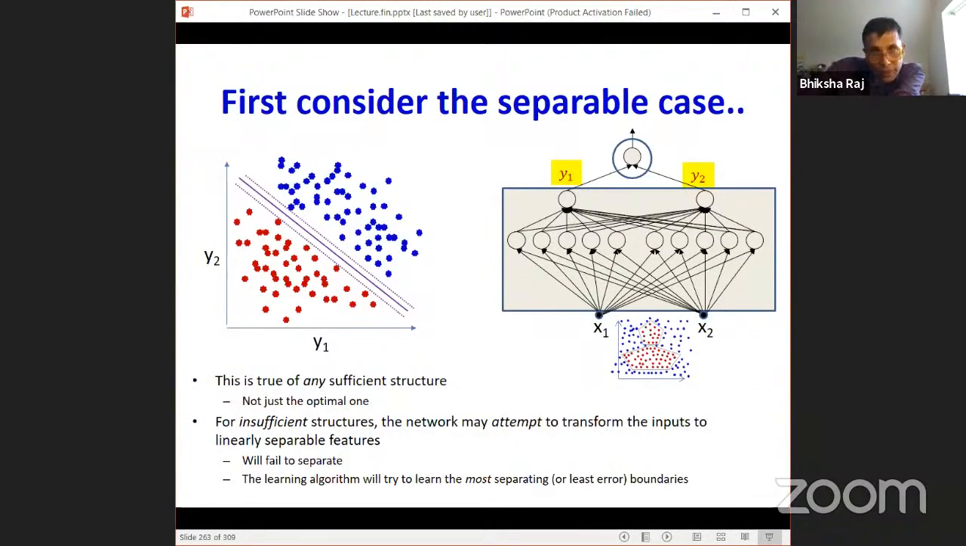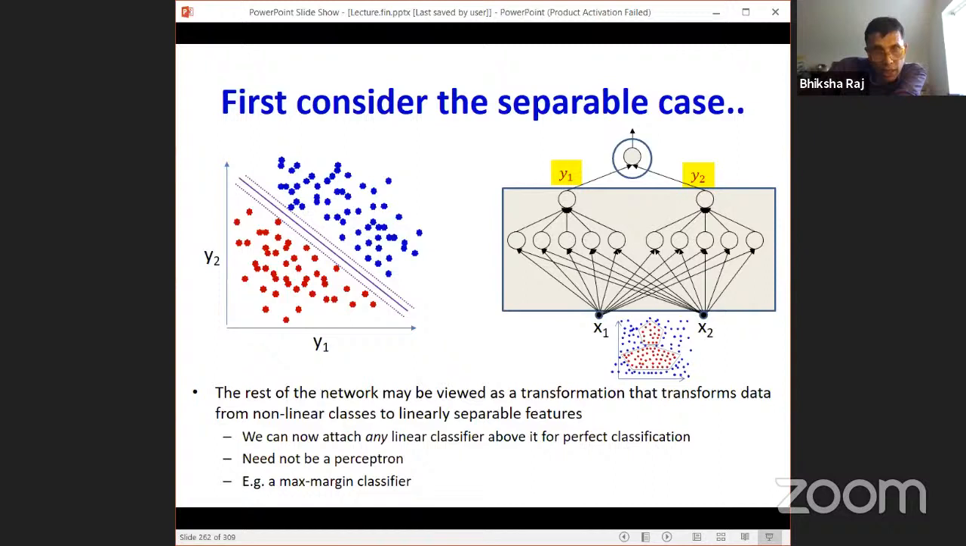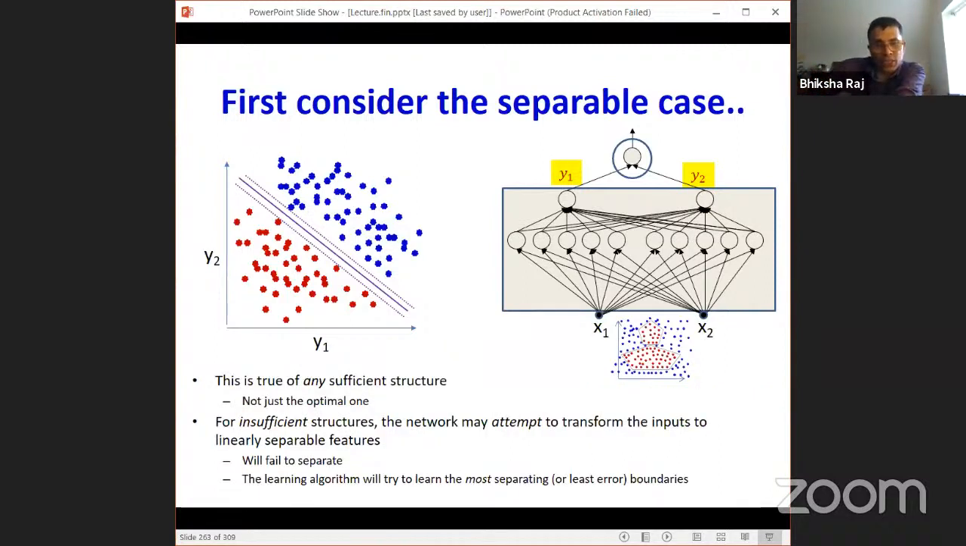So, and this is true not just for sufficient or exact structures for a problem. If you pick up any architecture that is capable of classifying this data perfectly, when this architecture learns to classify the data perfectly, what has happened is that the network until, but not including the output layer, is a feature extractor which extracts linearly separable features from the input, that is passed through the linear classifier. Now, suppose the network that you have does not have sufficient structure.